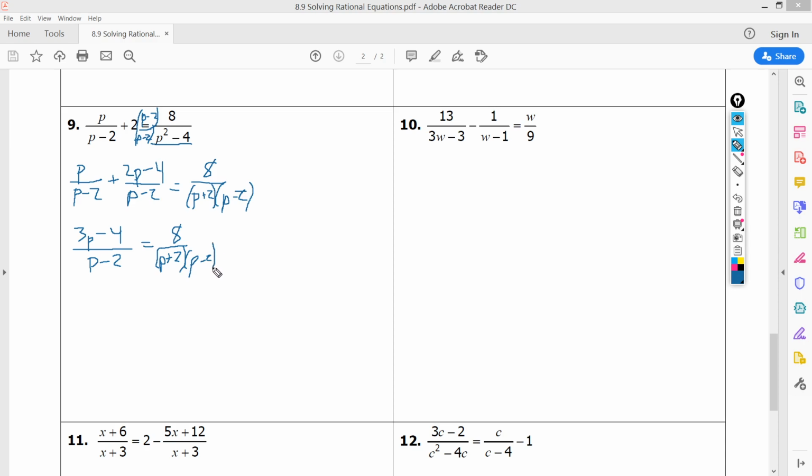Now, something interesting about this situation is this. When you cross multiply these, you don't want to cross multiply everything. Why? Well, what if I first just multiply everything by p minus 2?